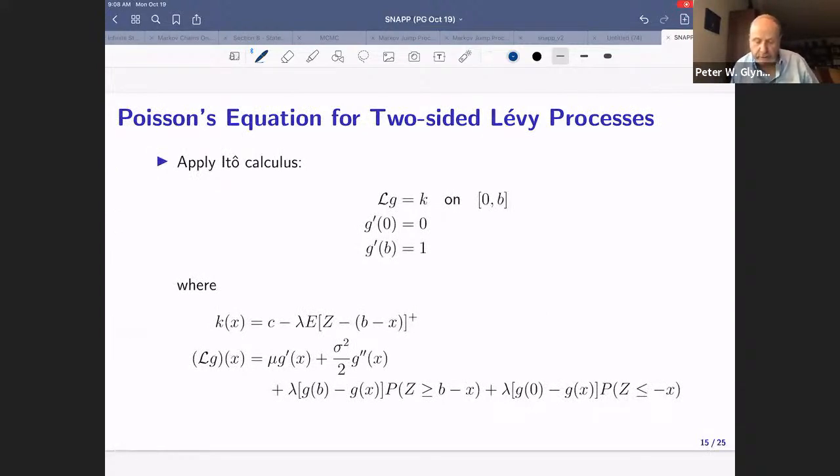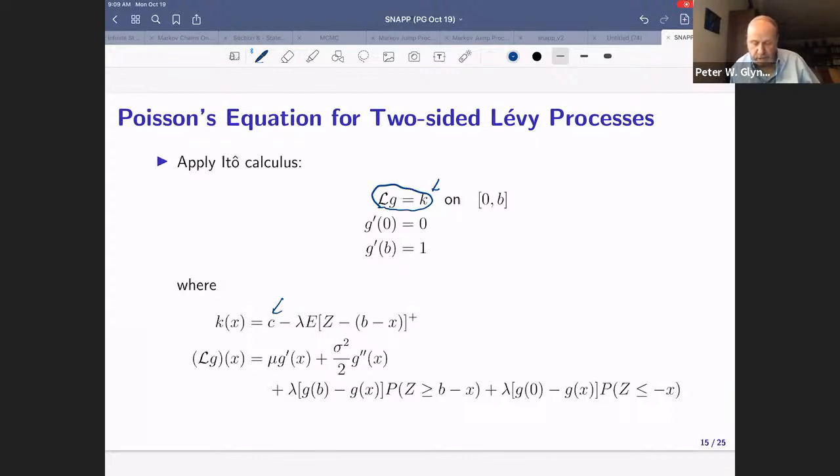It's just pretty much the same story as what we did in the two-sided case when we were looking at trying to get a central limit theorem or a Martingale representation for U of t. And here's what comes up. You have to solve the integral PDE, LG equal to K on the interior of the state space. And once again, you have the two associated boundary conditions that G prime at 0 is equal to 0 and G prime at B is equal to 1.